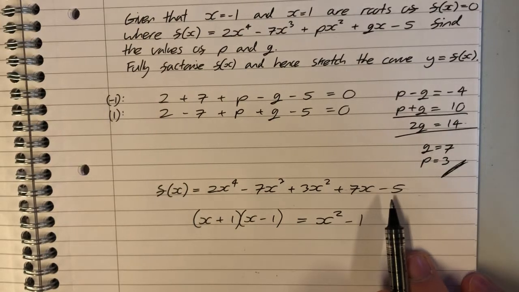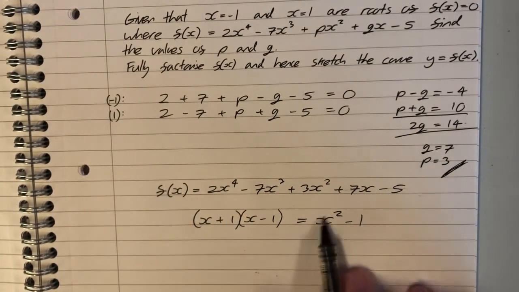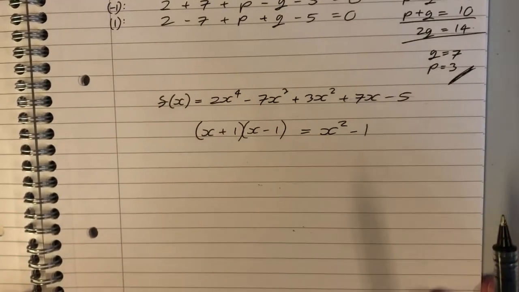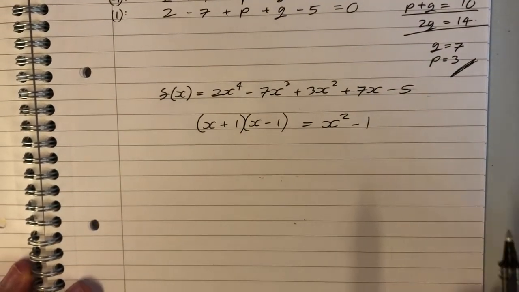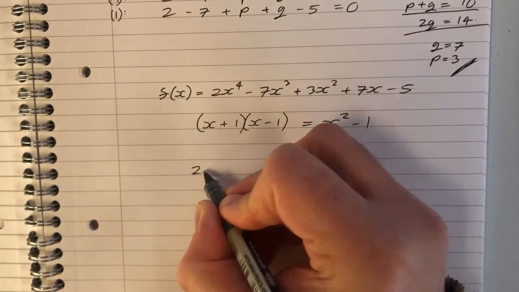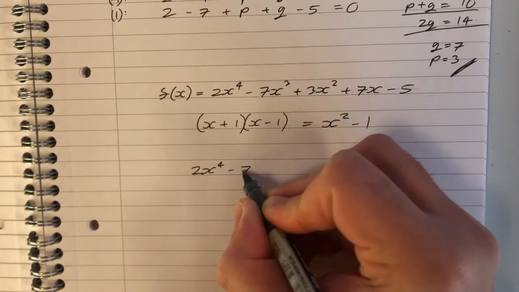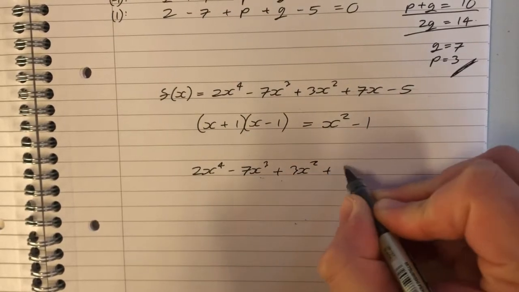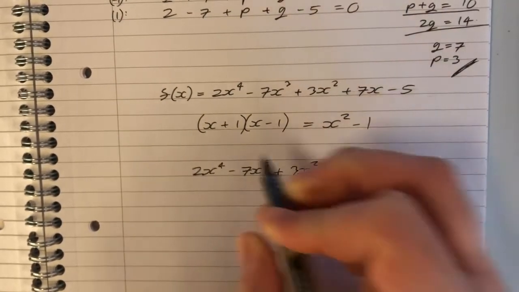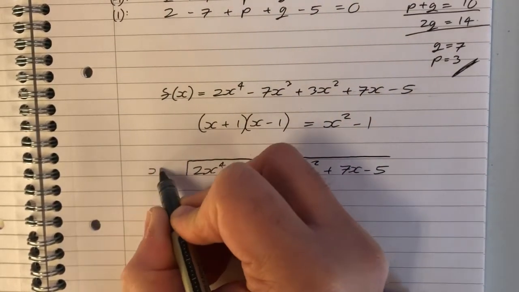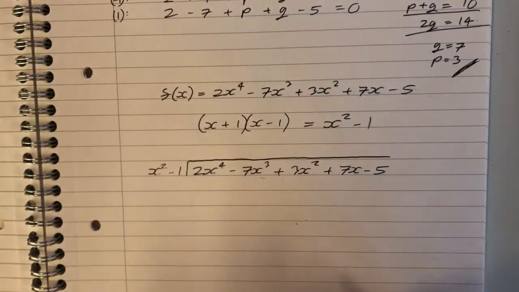Okay, so that allows me then to take this quartic and divide it by the quadratic, as opposed to dividing it by each of the linears in turn. Because that would involve two long divisions, which is just effort. Okay, 2x to the 4 minus 7x cubed plus 3x squared plus 7x minus 5. I'm going to take that quartic expression and divide it by the quadratic x squared minus 1.